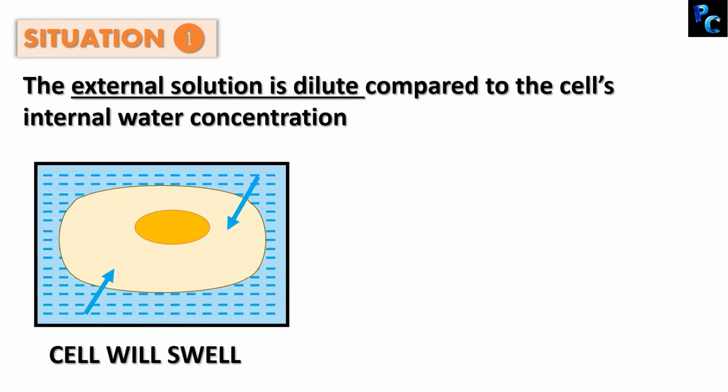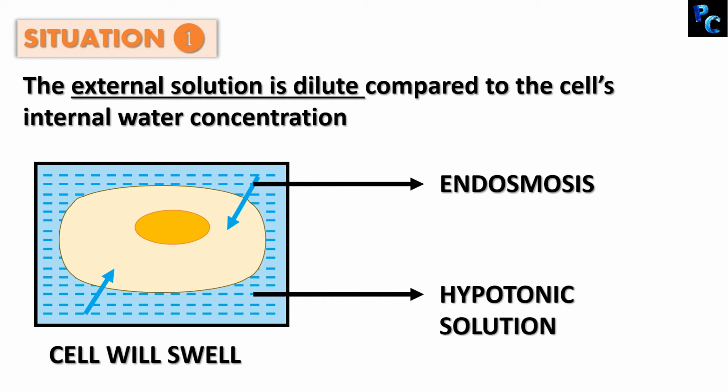This phenomenon of water entering the cell is called endosmosis. Remember, water will enter and exit through the selectively permeable membrane, but the net effect is entry of water inside the cell, so the cell swells. And the solution in which the cell is kept has high water concentration. That means it is a dilute solution. This is called hypotonic solution. Hypo means below. So, if a cell is kept in a hypotonic solution, then endosmosis occurs.